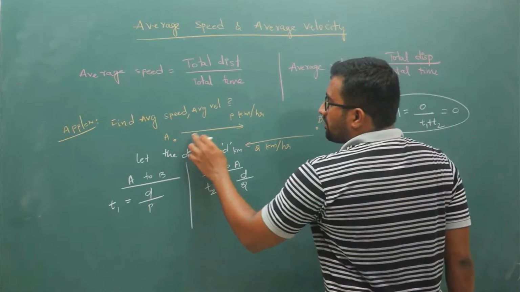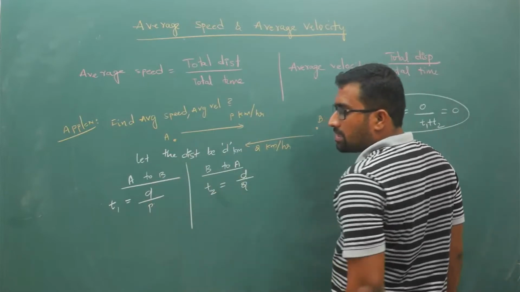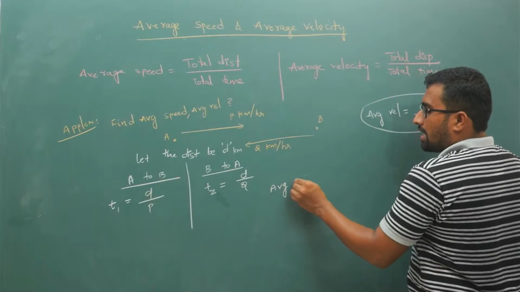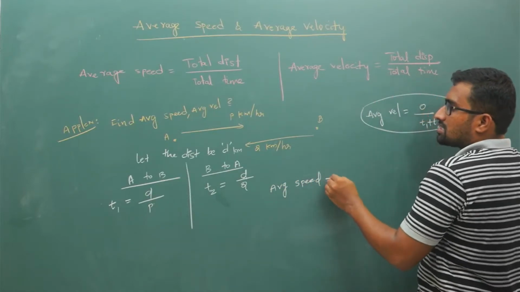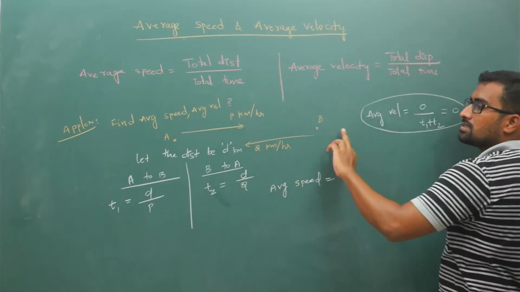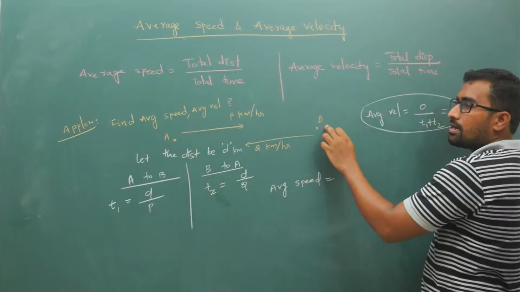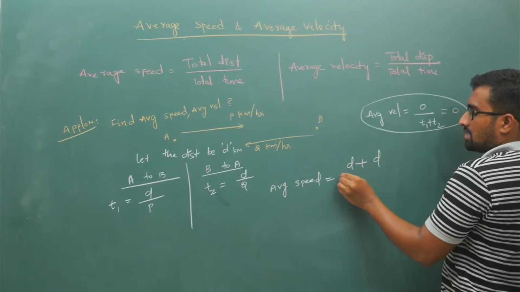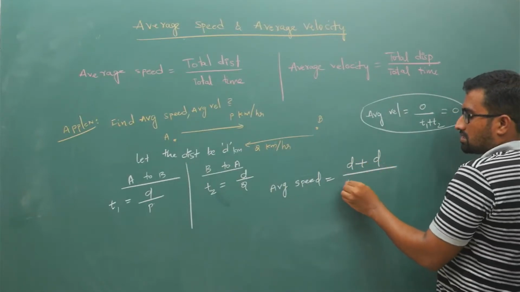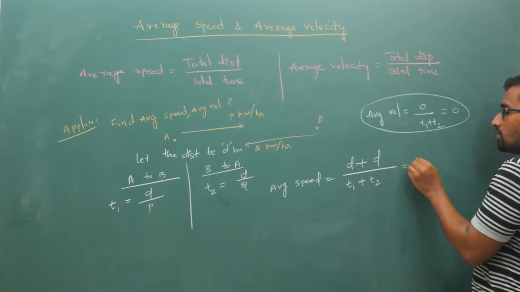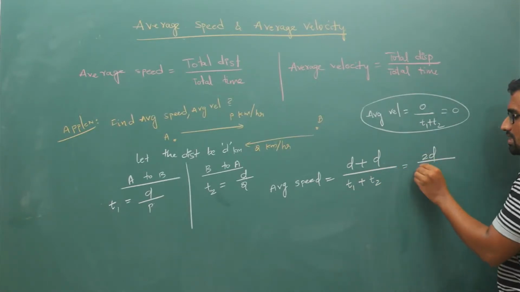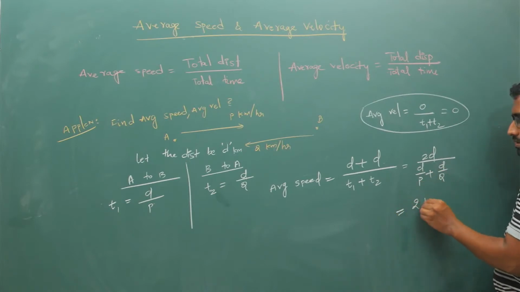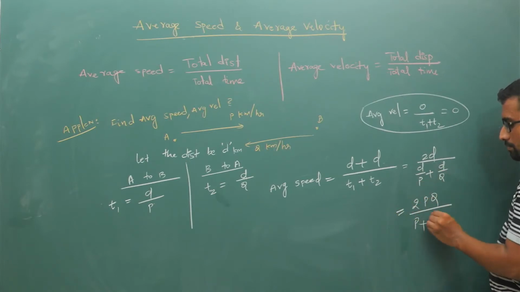So you have got the time from A to B and the time from B to A. Now the average speed is total distance by total time. Total distance is d plus d: d to come till here, d from here back to that point. So that gives 2d by (d by p plus d by q). If you take d common, you get 2pq by p plus q.